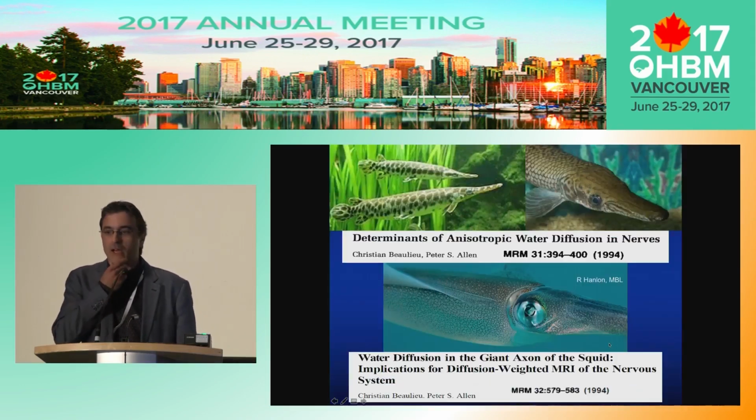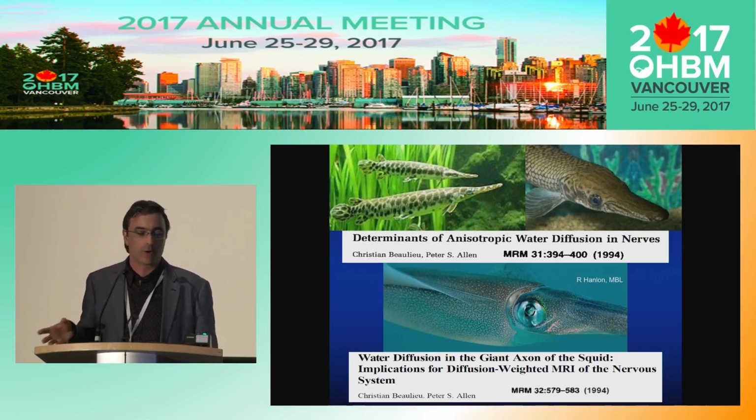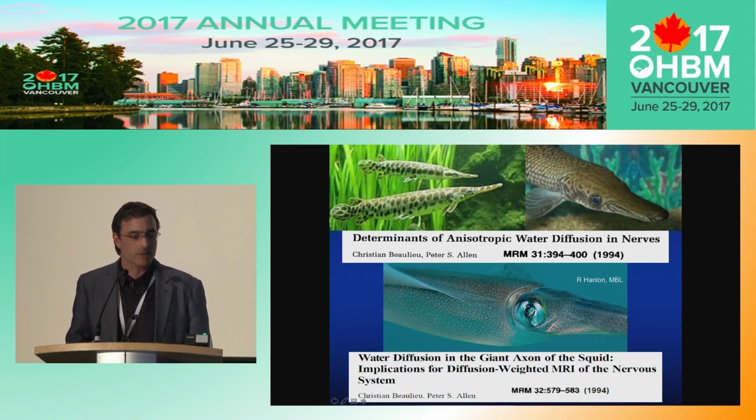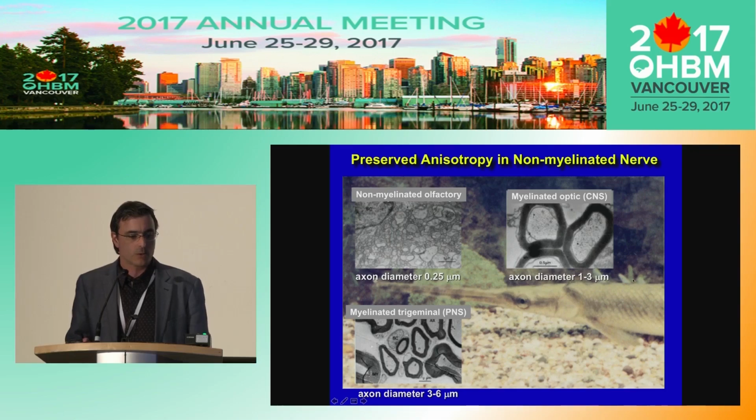So the models that I looked at, even though I'm in Alberta, which is very far from the ocean, we looked at garfish, which are these handsome-looking fish here at the top, and the squid giant axon. And these papers were back in 1994 in MRM, Magnetic Resonance in Medicine. It's also the year that Peter Basser introduced the tensor formalism for diffusion. And so why did we pick this weird fish, the garfish?